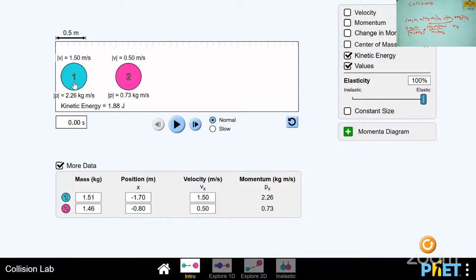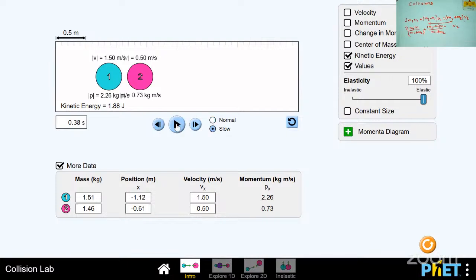You can see here momentum 2.26, because modulus means directions. Okay, 0.76 velocity modulus, masses 1.51 and 1.46. Okay, kinetic energy. Kinetic energy is calculated by half mv square, and total kinetic energy is calculated by adding up the kinetic energy of the individual particles. So kinetic energy is 1.88 joule. These two objects will move now. So you can see momentum, velocity, kinetic energy, but this is before collision.